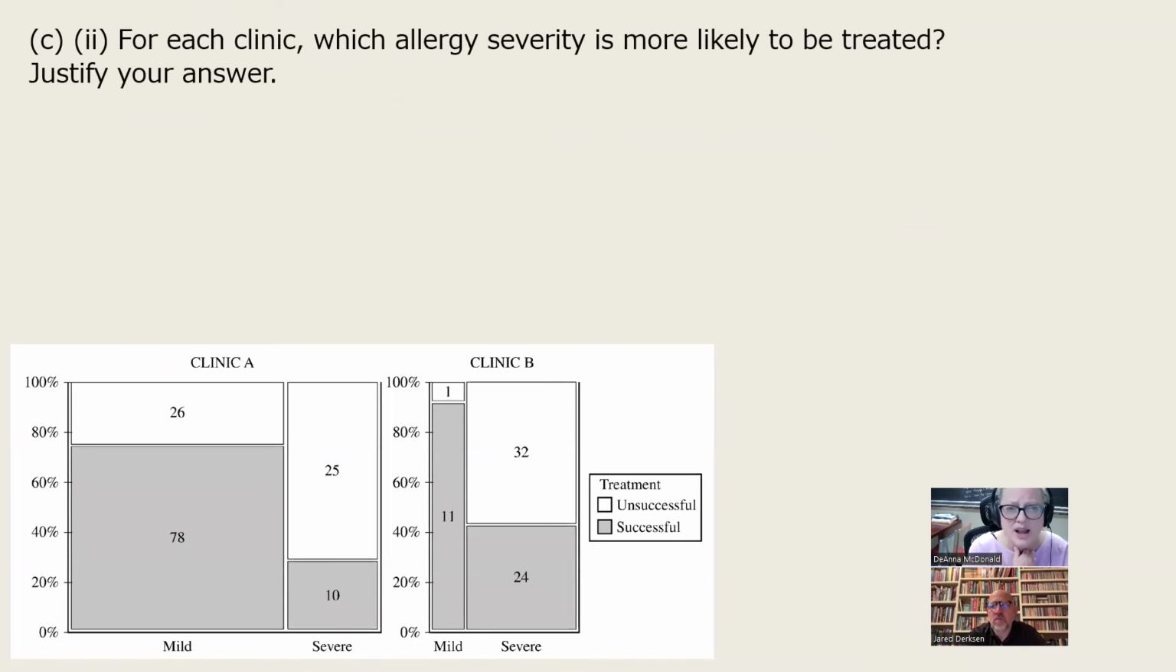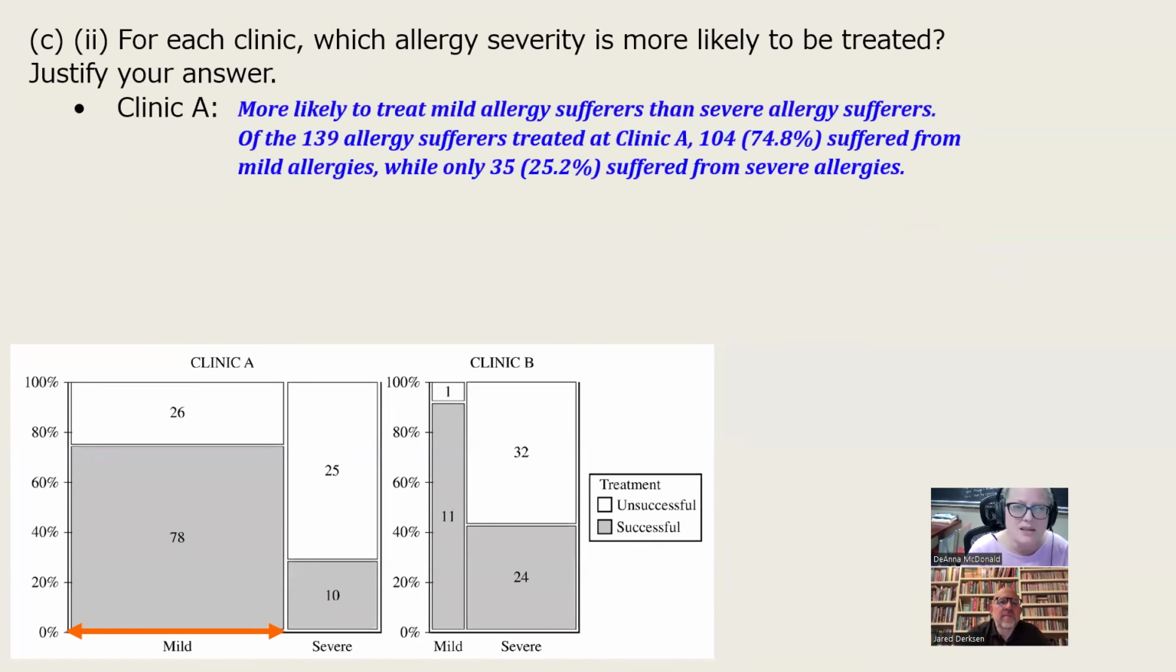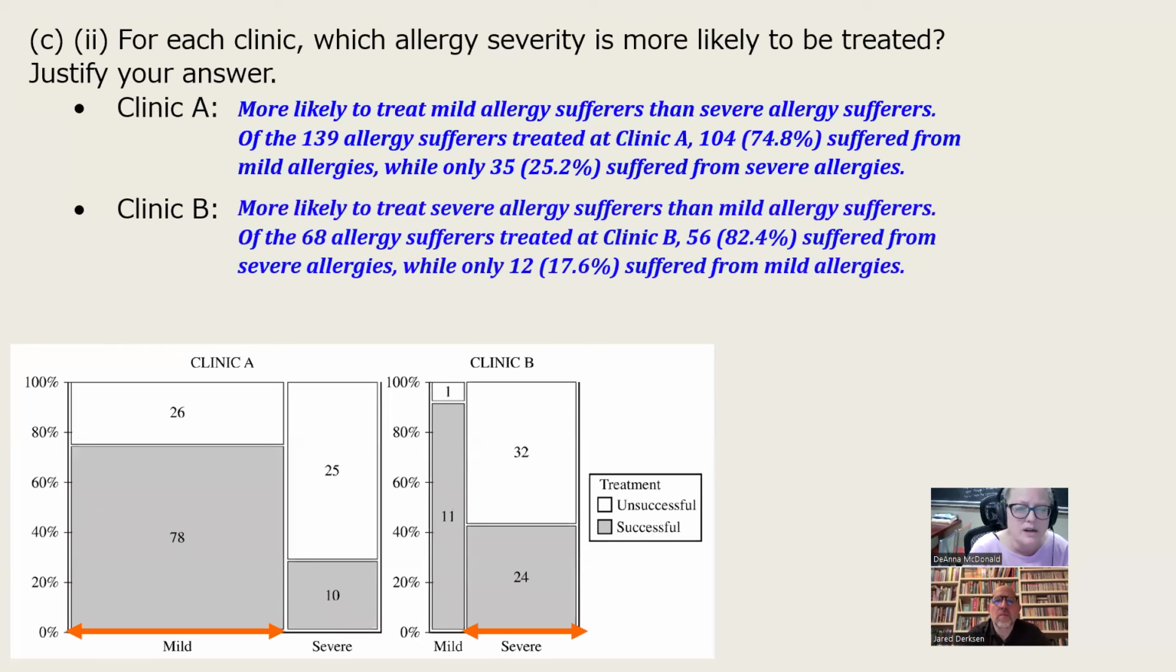And then for each clinic, which allergy severity is more likely to be treated? And again, justify your answer. So for Clinic A, I'm going to look at the width of the mosaic plot section and use that to help me answer this question. And since mild has a wider width, I'm more likely to treat mild allergy sufferers than severe allergy sufferers. And then I'm going to back it up with some numbers. And then for Clinic B, I look at the width for the severe. That one's wider. And so we're more likely to treat severe allergy sufferers than mild allergy sufferers at Clinic B. And so again, I'm going to back it up with some numbers.